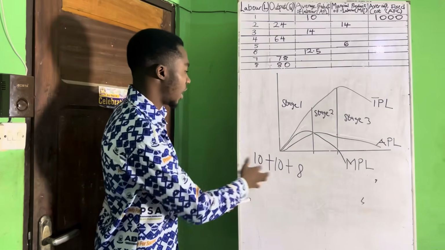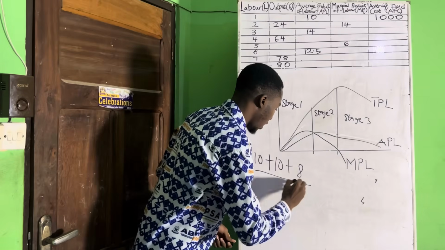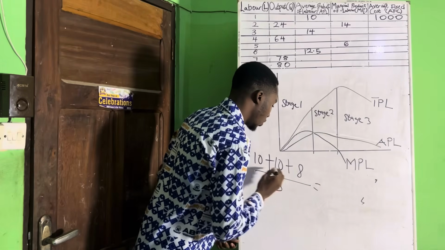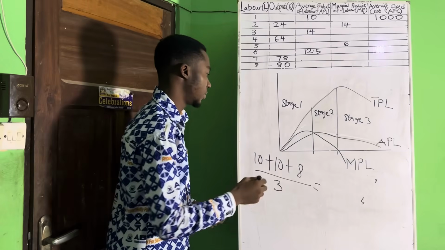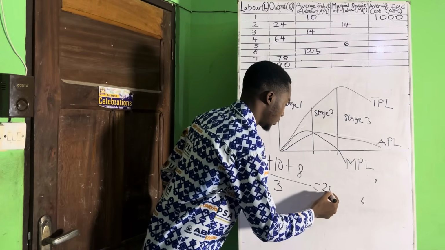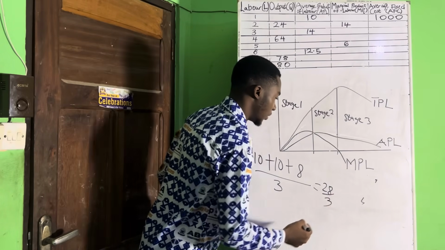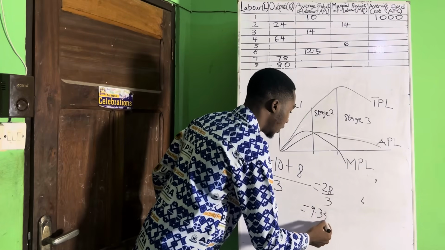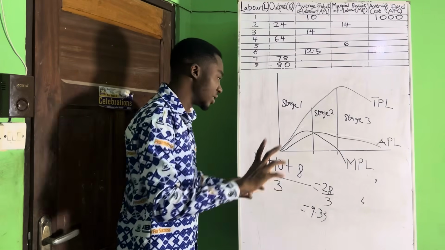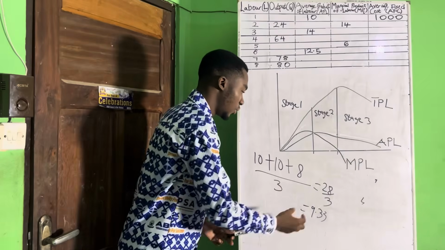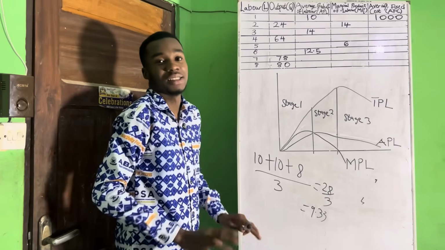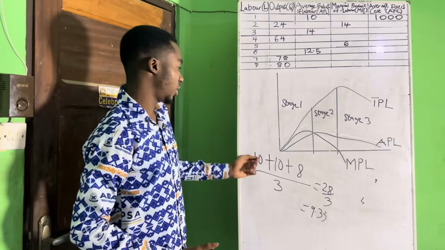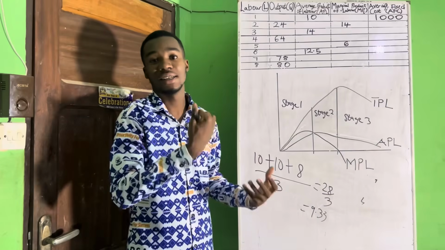So if you want to find the average of this, it will be over 3. How many workers are there? You get it? So 10 plus 10 is 20. 20 plus 8 is 28. You're getting something like 28 over 3. And that will give you about 9 point something. I think 9.33. You get it? So almost 10. So it means averagely, the workers are giving you an output of 9.33. So this is the average. You get it? Some are giving you 10, another person is giving you 8, but you're just taking the average.